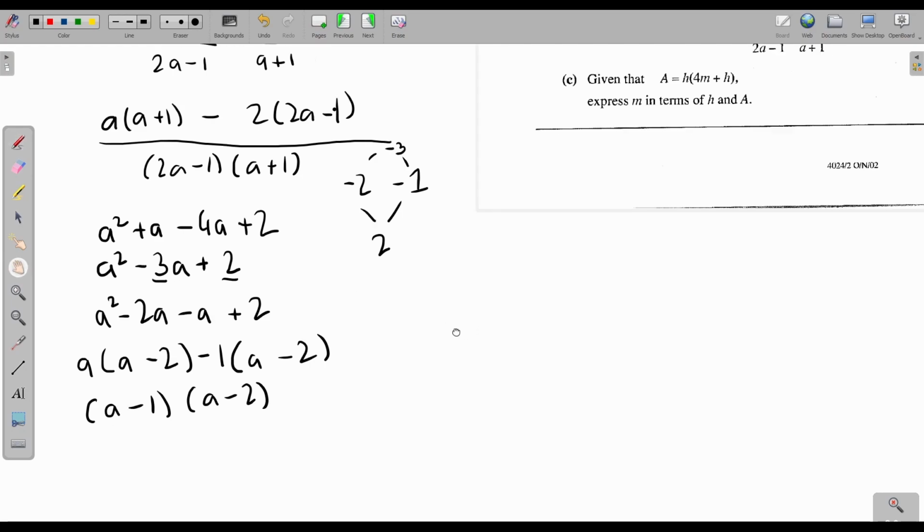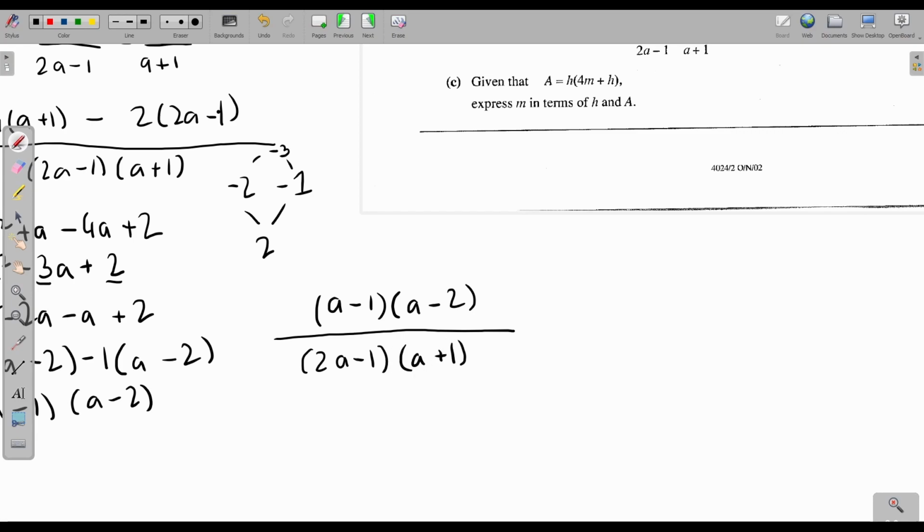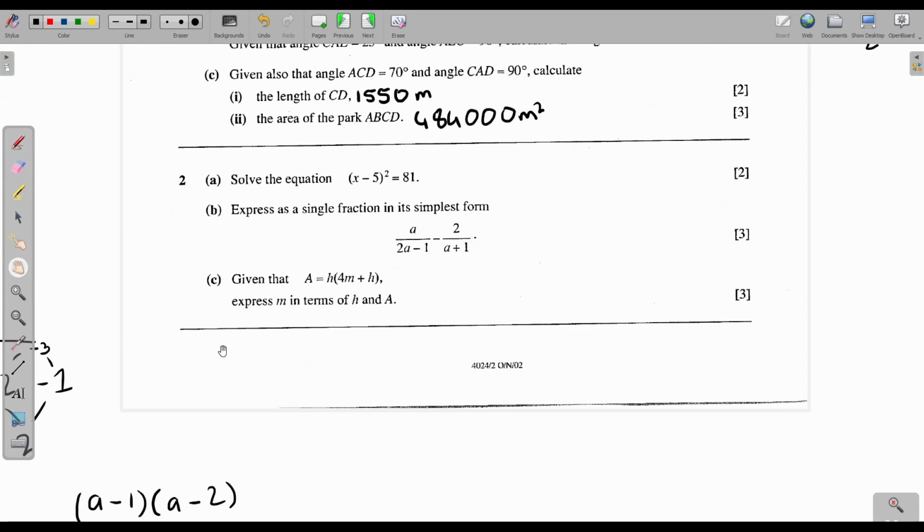And now we can throw that back into the entire thing, and we have a minus 1, a minus 2 over 2a minus 1 and a plus 1. And I don't think I can make it simpler than this. Obviously we can expand these, but we can also leave it like this. And I think this is its simplest form. So there we go.